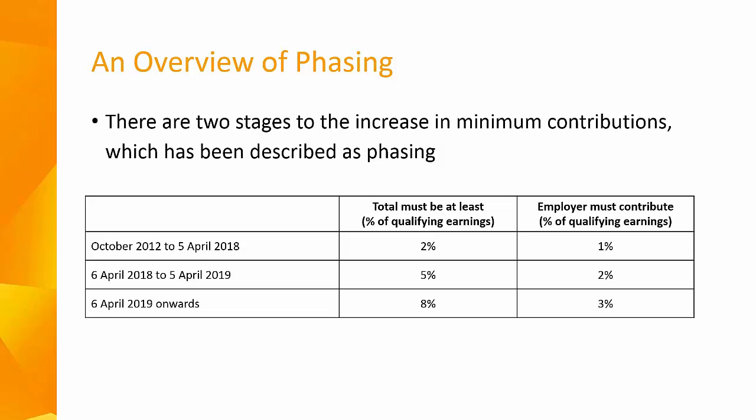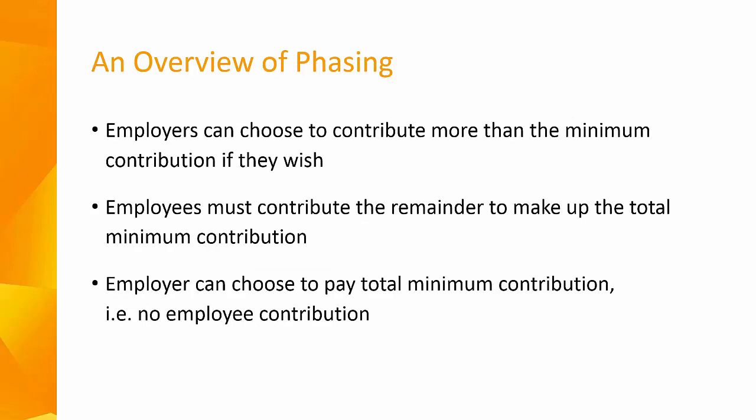Minimum contributions will undergo further increases on the 6th of April 2019, with the total minimum contribution rate increasing to 8%, representing a 3% employer and 5% employee contribution. It is an employer's responsibility to make sure they are prepared for the new contribution levels. The employer and the employee can choose to contribute a higher amount to the pension scheme if they wish.